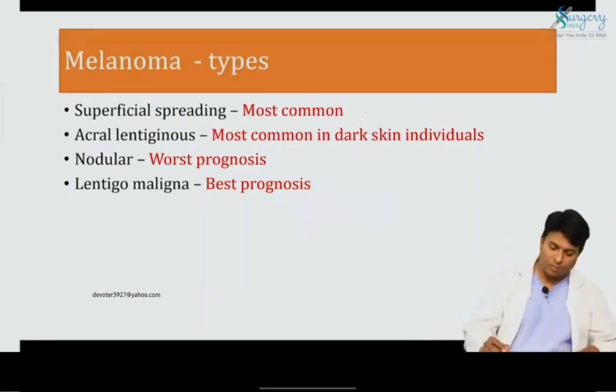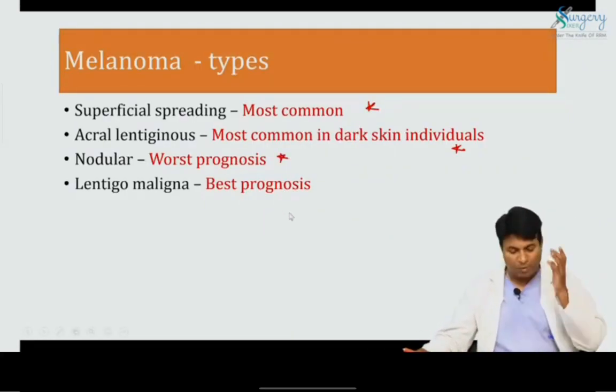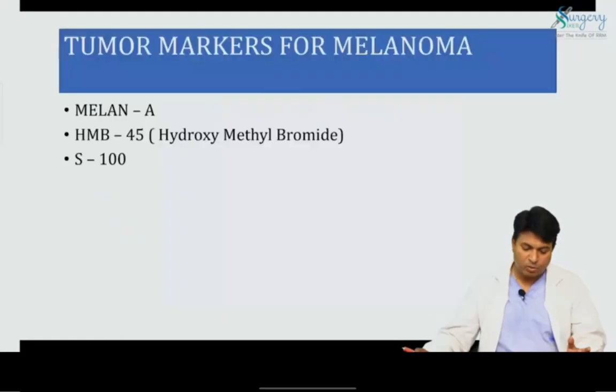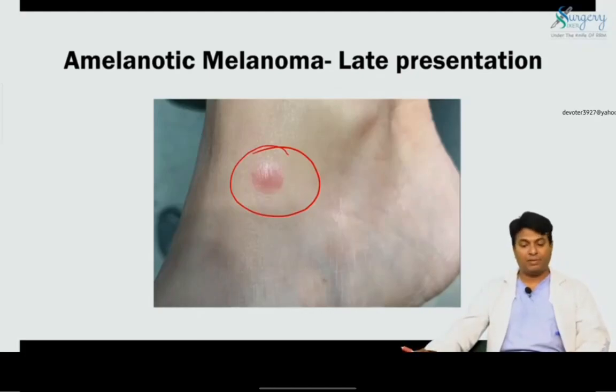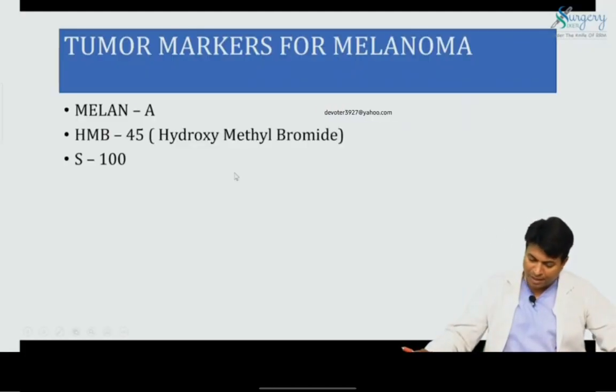Superficial spreading melanoma is most common. Acral lentiginous is common in dark skin people. Nodular melanoma carries the worst prognosis. Lentigo maligna melanoma carries the best prognosis. So these are the points we have discussed about melanoma. This is a picture showing an amelanotic melanoma. See, the lesion does not have any pigment and we will miss the diagnosis. You will miss it and they come very late with metastasis. It also has a bad prognosis. Amelanotic melanoma has a bad prognosis. Please don't forget this point.